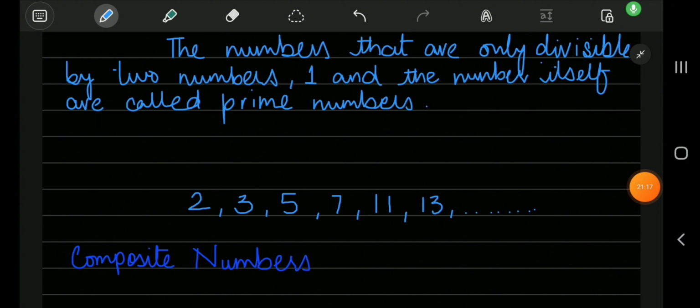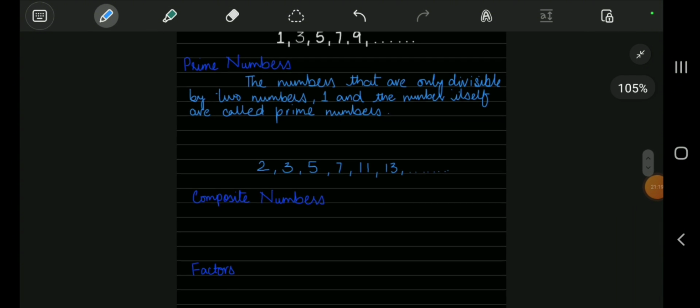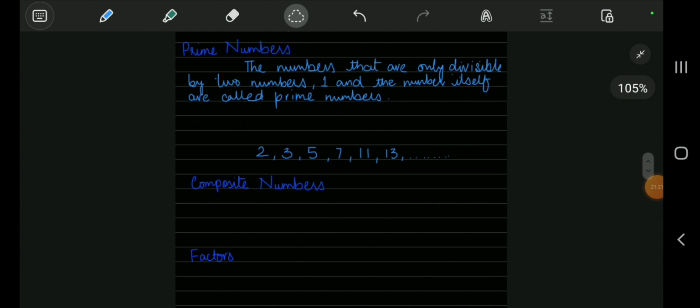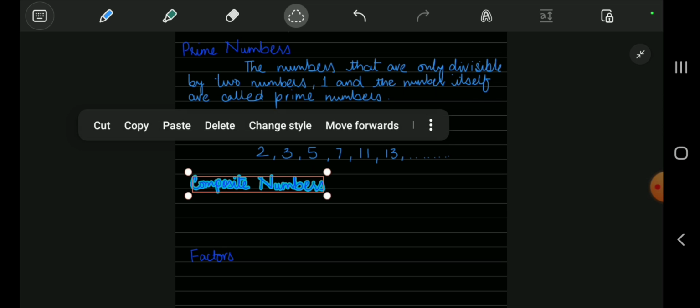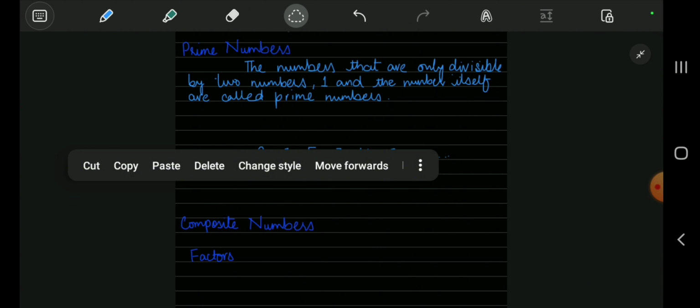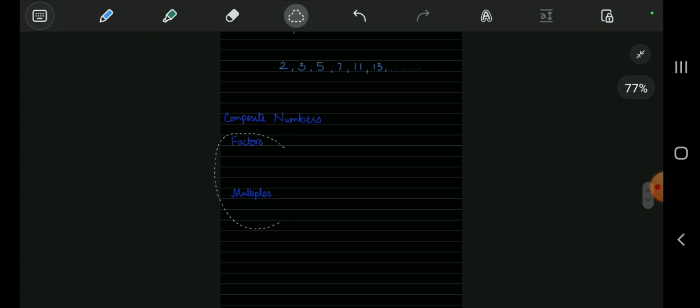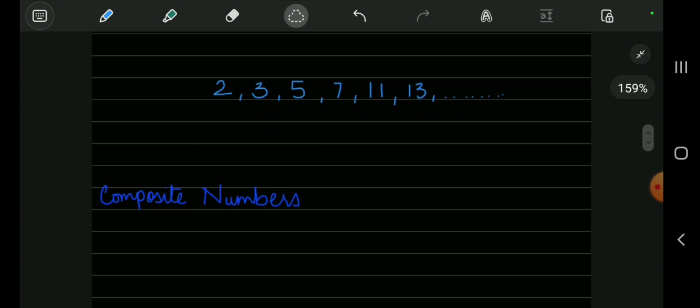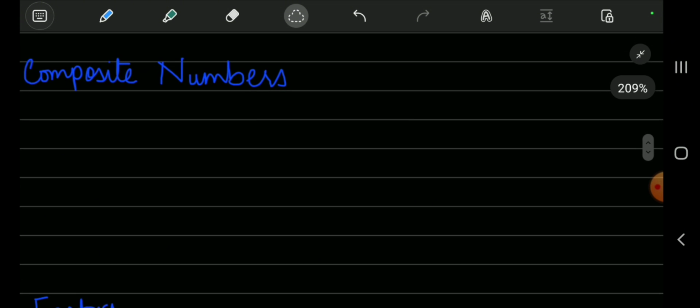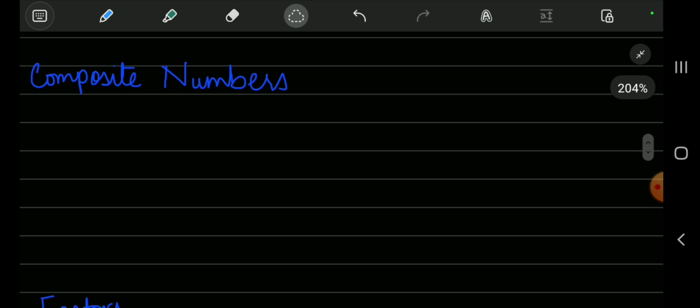Okay, I'm also leaving some space because I'm coming back to the prime numbers and I'll compare it with composite numbers as well. So yes, leave some space. Okay, now move to the composite numbers.